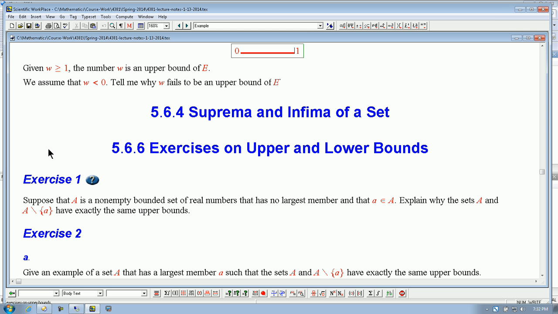I think I understood something good. Any number W less than 0 can't be an upper bound of E because it's not in the set. No, listen, 55 is also not in the set. That's not the reason. There are elements of the set that are greater. W is less than even the smallest element. Yes, I like that. Talk to me.